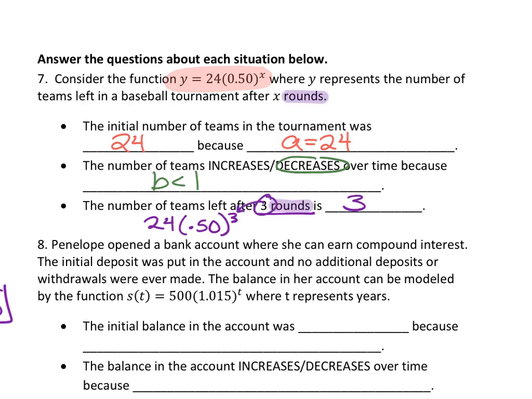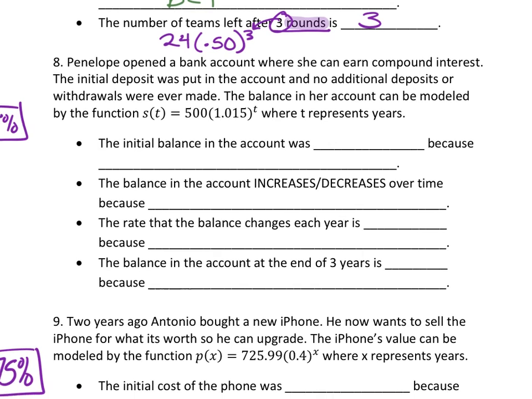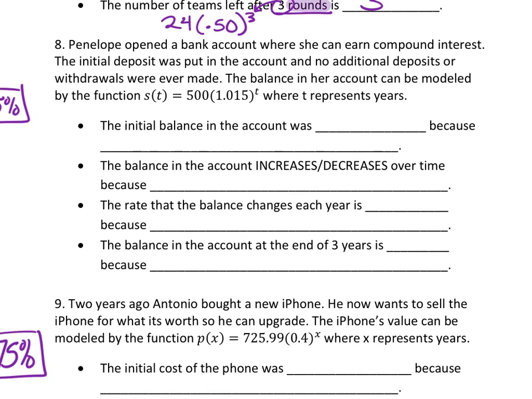Let's talk about Penelope. Number 8. Penelope opened a bank account. And this is legitimately how savings bank accounts work. Penelope opened a bank account where she can earn compound interest. The initial deposit was put in the account and no additional deposits or withdrawals were ever made. She put the money there and she didn't touch it. She just gave it to the bank. The balance in her account can be modeled by the function S of t equal to 500 times 1.015 to the t power, where t represents years.